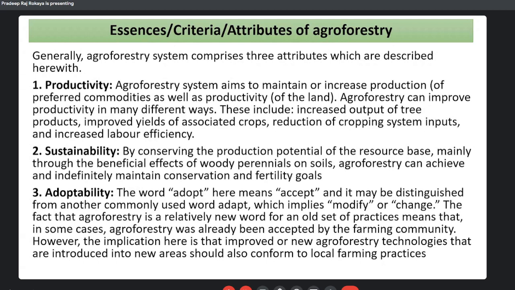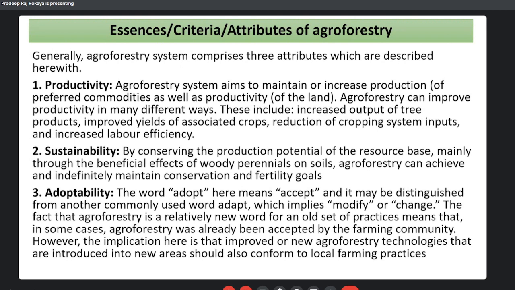That is not adaptability, it is adoptability. The word adopt here means to accept, and it may be distinguished from another commonly used word, adapt, which implies modify or change. The fact that agroforestry is a relatively new word for an old set of practices means that in some cases agroforestry was already accepted by the farming community. The farming community has accepted it, and having accepted it, they have adopted it.